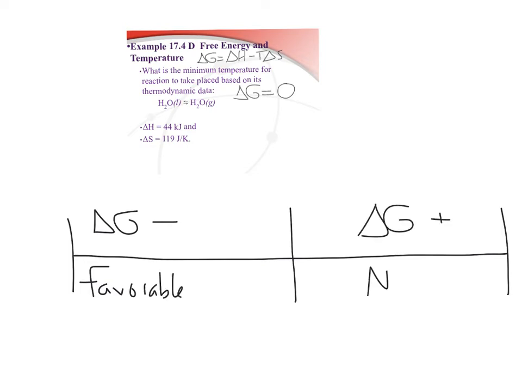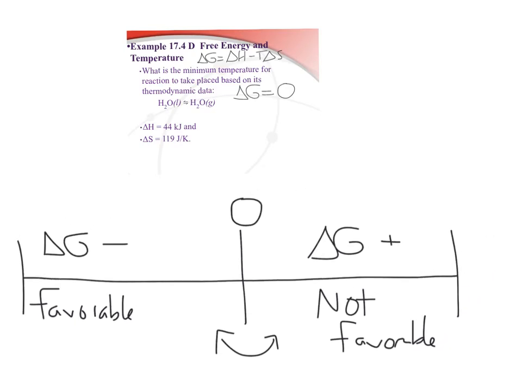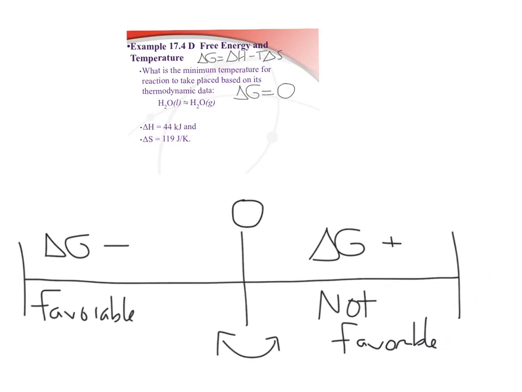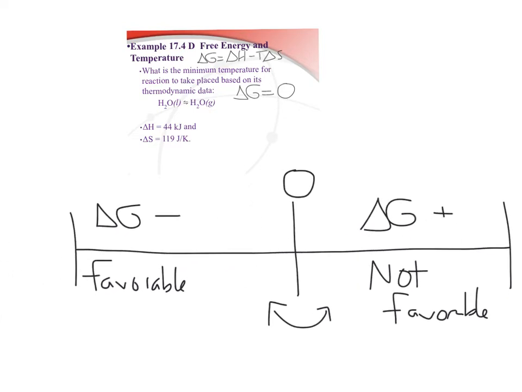Okay? If we had a number line and there is a threshold, and we say delta G's are, if they're negative, it's favorable. And if delta G is positive, it is not favorable. In order to go from positive to negative, there is a 0 point where it flips, and that is a threshold temperature. So we will say minimum temperature or maximum temperature. It's just the temperature where it flips, and that is where delta G equals 0.